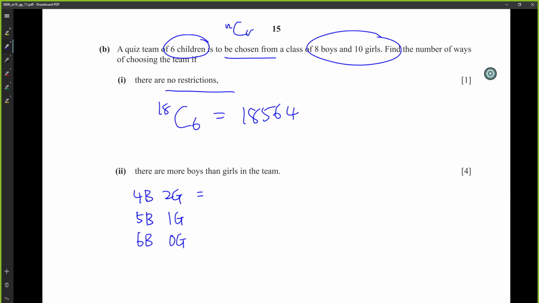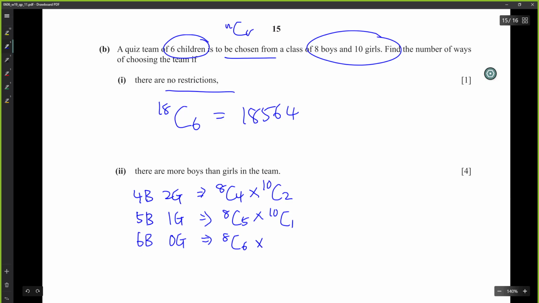So for the first one here, I have 8 boys, I choose 4. Multiply, not plus, alright? It's multiply because in total you need to choose 6 of them. Alright, so it's 10 girls, choose 2. So I'll do the same thing for all the others. This is 8C5 times 10C1. And then this is 8C6 times 10C0. Alright, so then you plus all the answers.